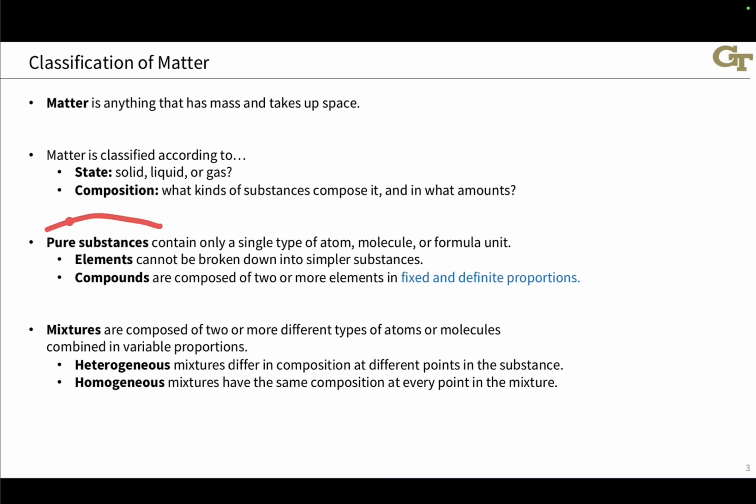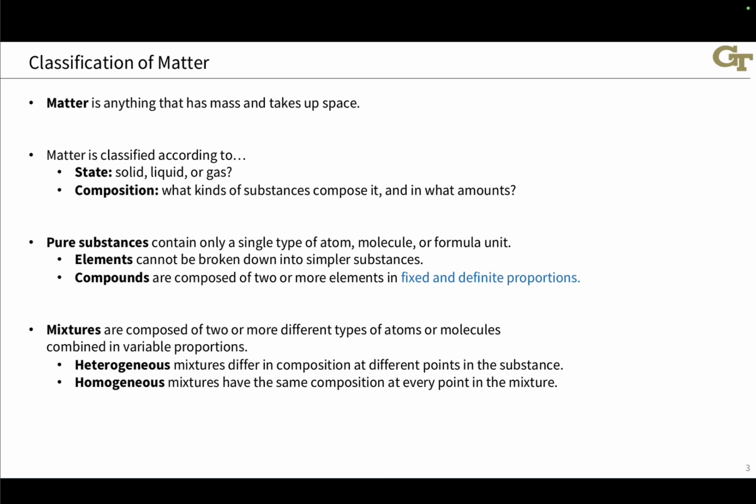Pure substances contain only a single type of atom, molecule, or formula unit. They're defined by a single atom, molecule, or formula unit that really defines the substance. A single chemical formula is another way you can think about this. Mixtures contain two or more pure substances in variable proportions, essentially. And within each of these general classifications, pure substances versus mixtures, we have a further breakdown here.